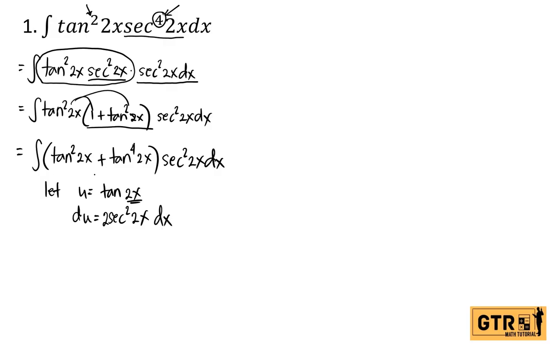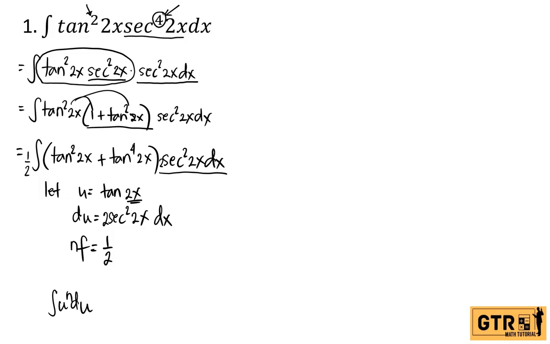As you can see in the original integral, we don't have the 2 in this secant square 2x dx. So that's why we're going to have a neutralizing factor of the reciprocal of 2, which is 1/2. So we just need to multiply this by 2, and then 1/2 outside the integral. So it is now in the form u to the n du.